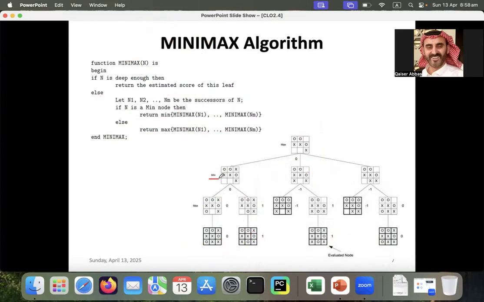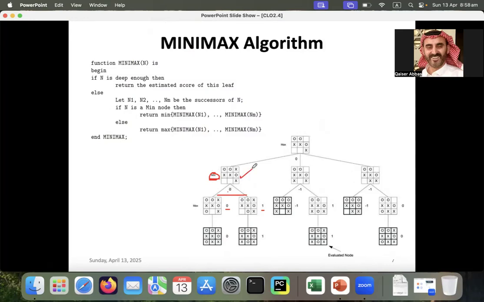So this min player is trying to minimize, max player is trying to maximize. So this minimum player will not accept any higher value. It will always accept the lower value. So from these two nodes, which have the values 0 and 1, this min player will take the lowest value, which is 0 for this node.